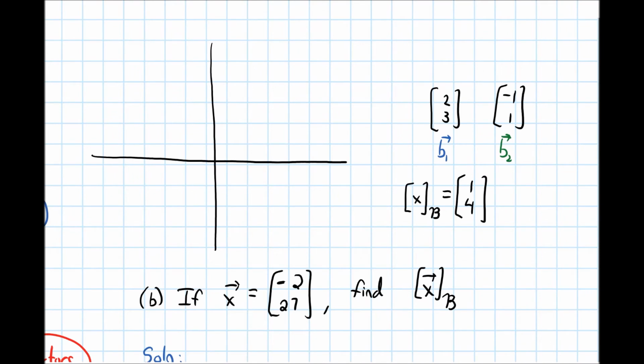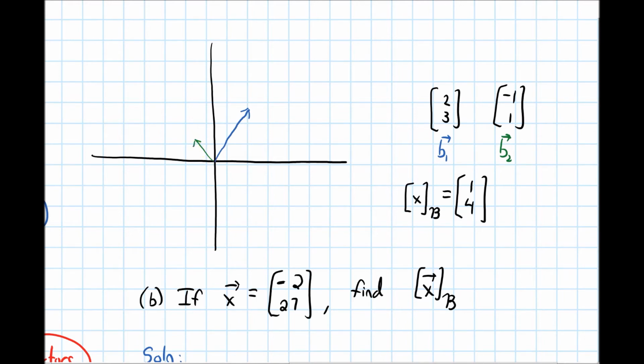Okay, so if I have my x, y axes, I'm going to draw in these basis vectors, b1 and b2, on my xy plane. So b1 maybe looks something like this. It goes 2 in the x direction, 3 in the y direction. So the slope is a little bit more than 1, so that's b1. Let's put b2 in green. So b2 goes -1 in the x direction, and then +1 in the y direction. So maybe something like this.